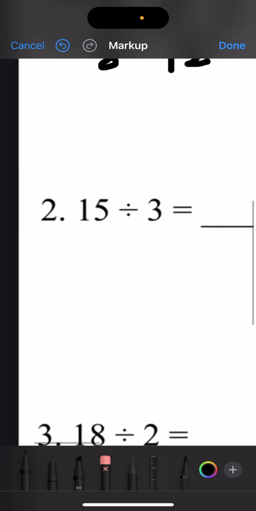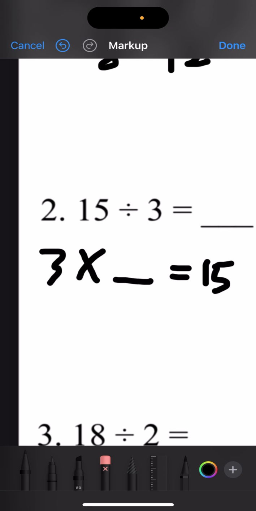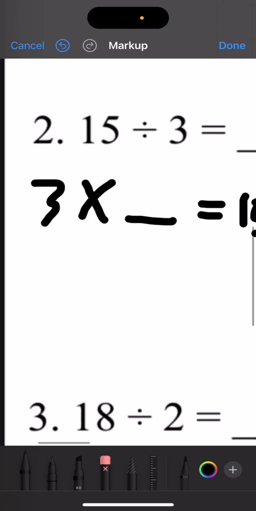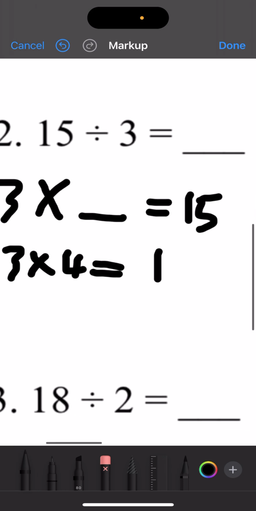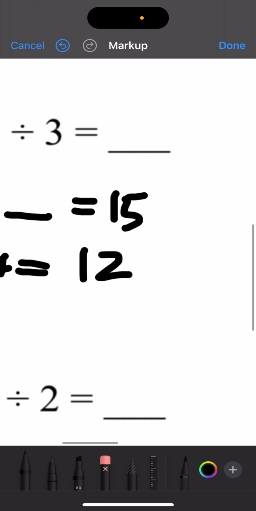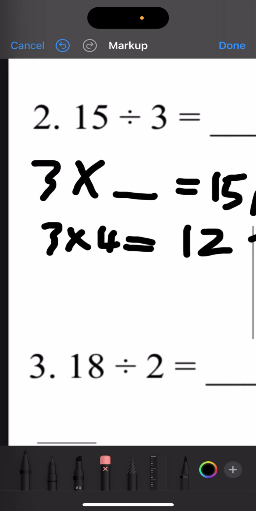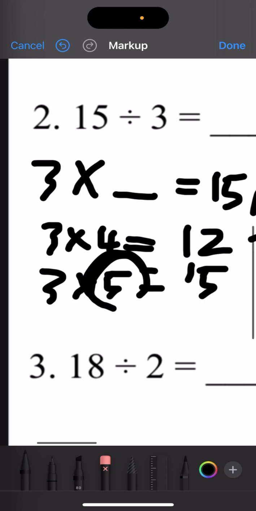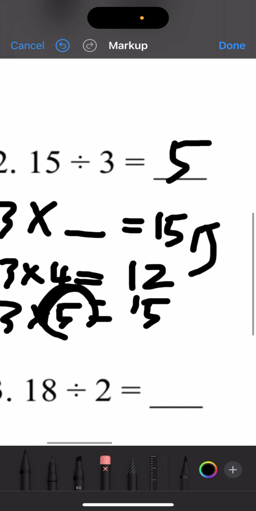Number 2, we have 15 divided by 3. We could also see it as 3 times blank is equal to 15. So we could plug in and check. 3 times 4 gives us 12, and that is still short of 15. So let's do 3 times 5, and we get 15. So 5 will be the answer.